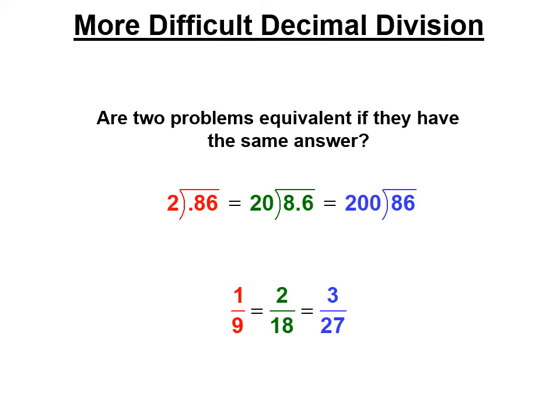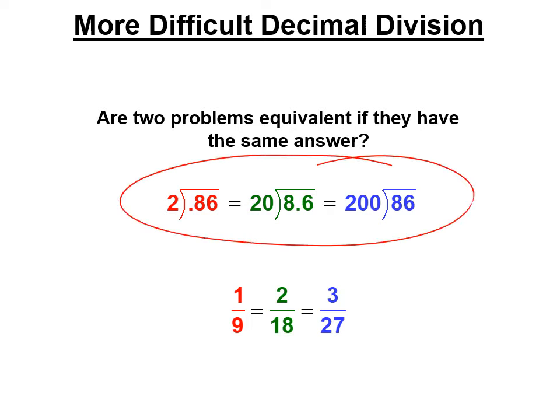So all of those had the same answer. They all equaled 43 hundredths. Those are the problems from the warm-up, right? We know that 1/9 and 2/18 and 3/27 all simplify to 1/9. They are equivalent. Similarly, those are equivalent because they all simplify to that same 43 hundredths, and we'll see that today.